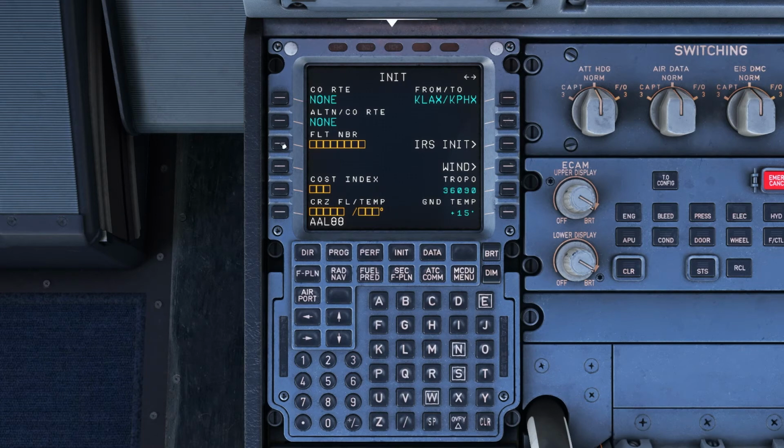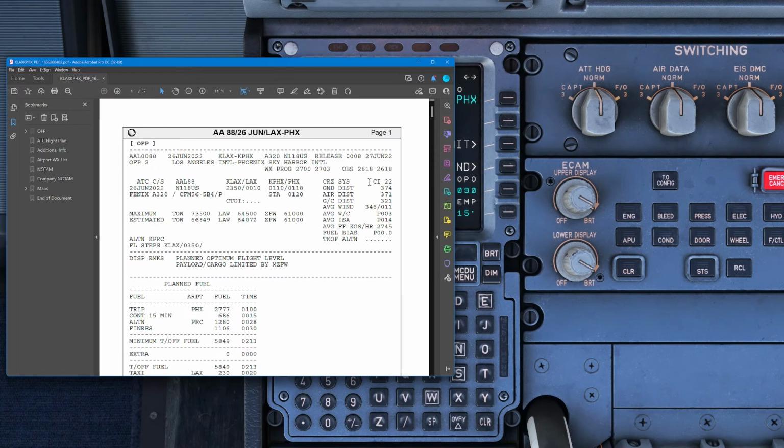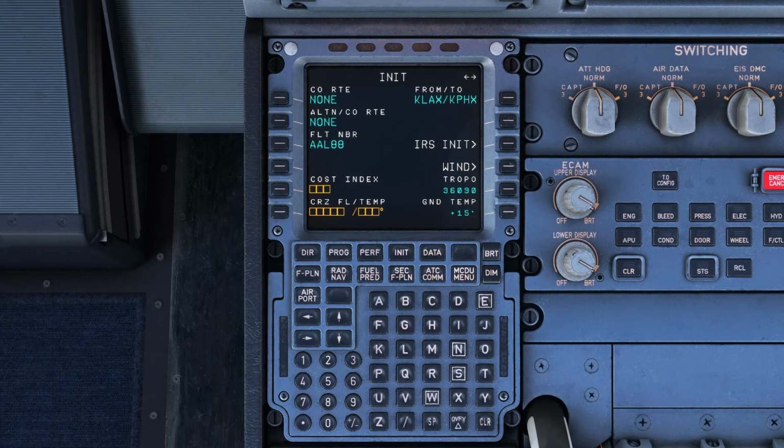Okay, put that in there. The cost index, if you look on the flight plan, at the very, very top, right here, there is CI. Well, guess what that stands for? Cost index. So that's 22. So we're going to put in 22.